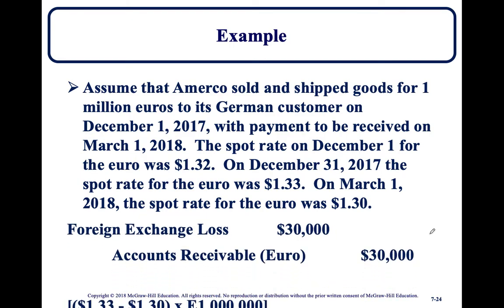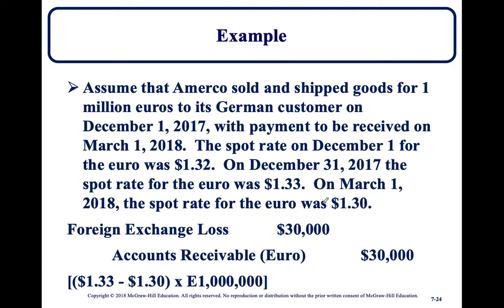Now on March 1st, this is when they're gonna pay me. The first thing that I need to do is check what the spot rate is on that date, because I may have to recognize a gain or loss. Unfortunately, the rate has decreased, so the foreign currency has depreciated in value, which is not good news for me. That means I'm gonna receive less of the amount that I had expected on December 1st. We were at $1.33, and now we're at $1.30. So that means I'm recognizing a loss of $30,000, and I have to decrease my receivable by $30,000.